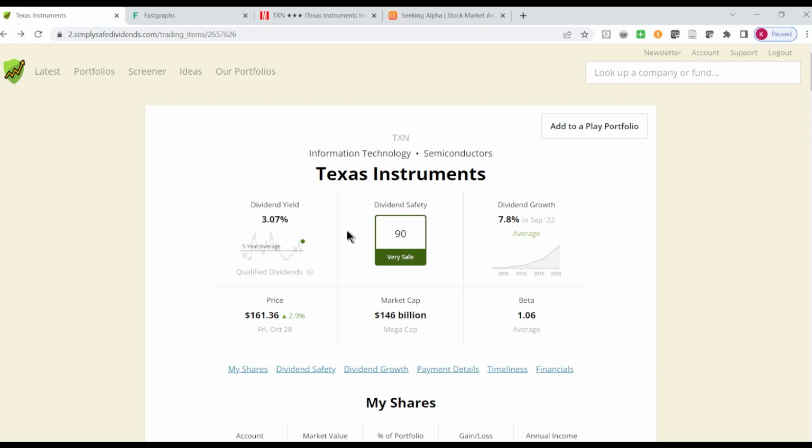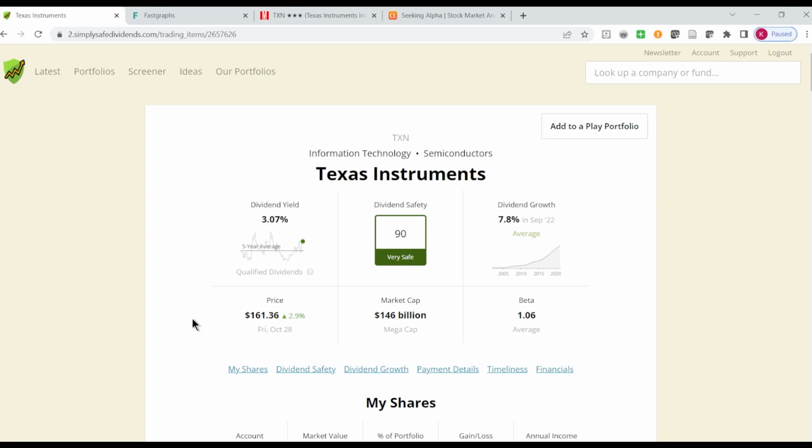Now, again, none of these apps are sponsoring anything in this video. I'm just sharing with you the apps that I use and the apps that I pay for every year. So let's start with the first application that I use. It's called Simply Safe Dividends.